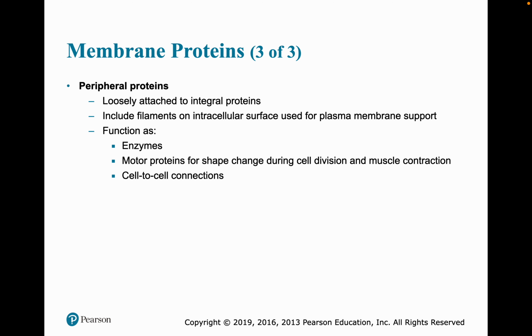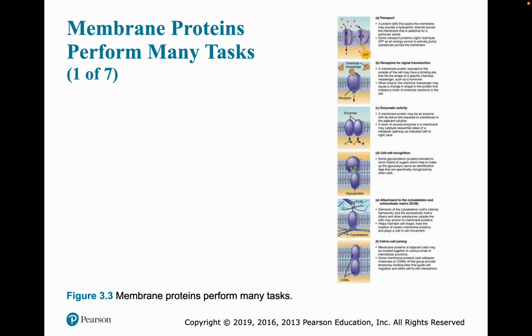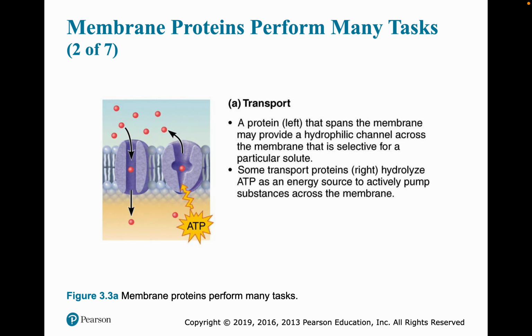The peripheral proteins are loosely attached to integral proteins. They include filaments on the intracellular surface for plasma membrane support. Again, they have very different functions. They could be enzymes, could be motor proteins used to change the shape of the cell during division or muscle contraction. They could be used for cell-cell connections. So they perform many different tasks, transport being the first one.